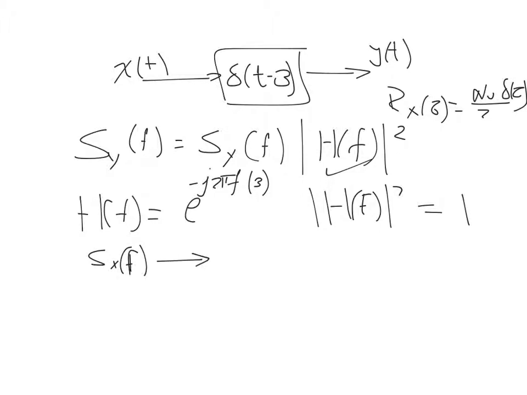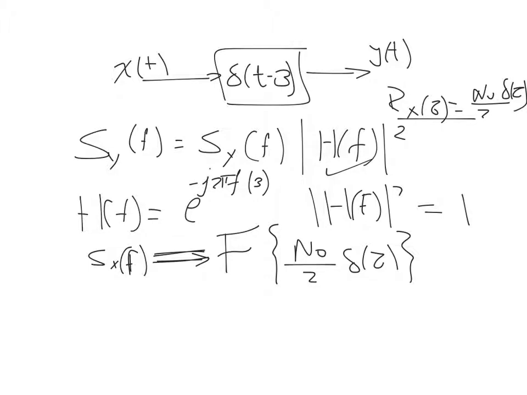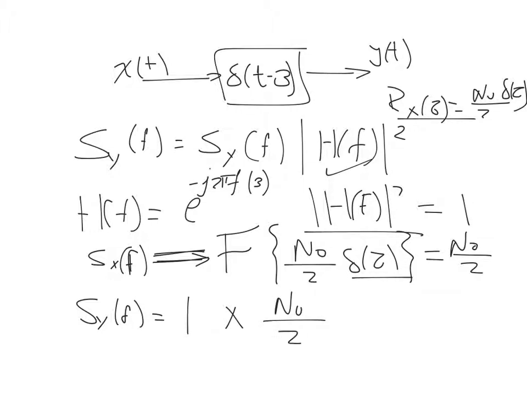It's equal to the Fourier transform, right? The Fourier transform of N naught divided by 2 delta of tau, right? Which is the Fourier transform of Rx of tau, right? Okay? And this Fourier transform is equal to what? N naught over 2, right? Because the Fourier transform of a delta is equal to 1, right? In frequency domain. So that's our Sx. Then Sy of f is equal to 1 times N naught over 2, which is equal to N naught over 2. Now what's gonna be Ry, which is the required?